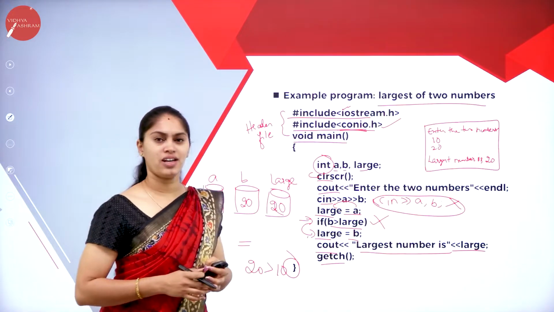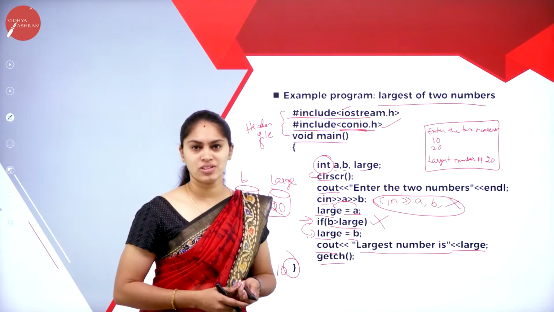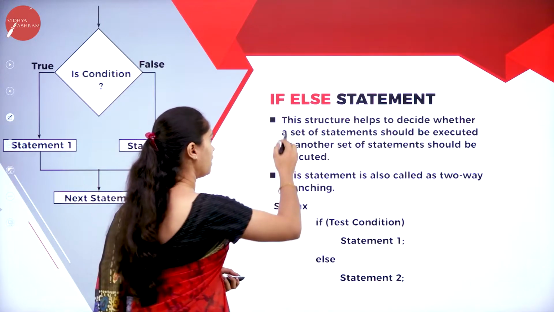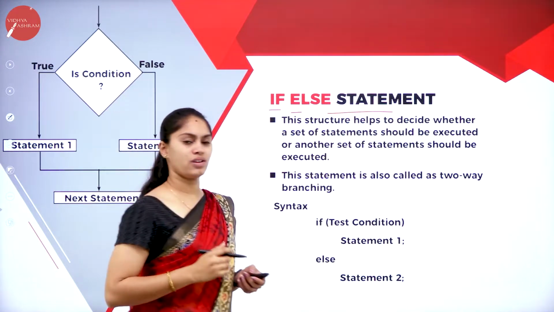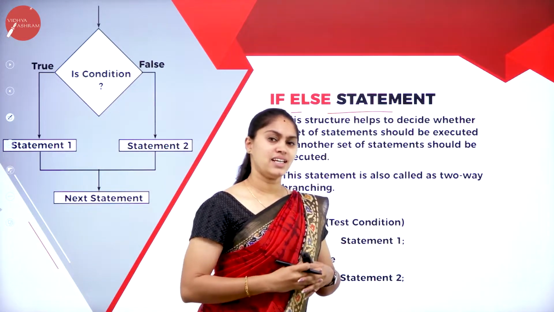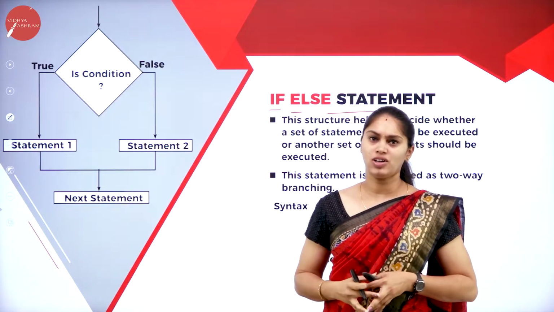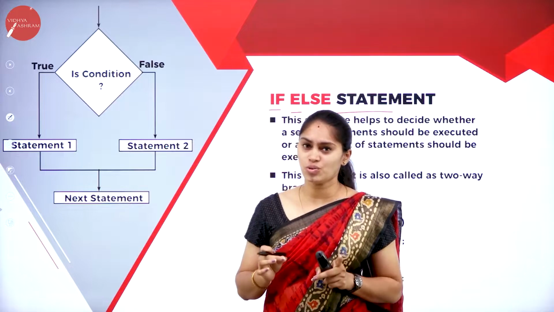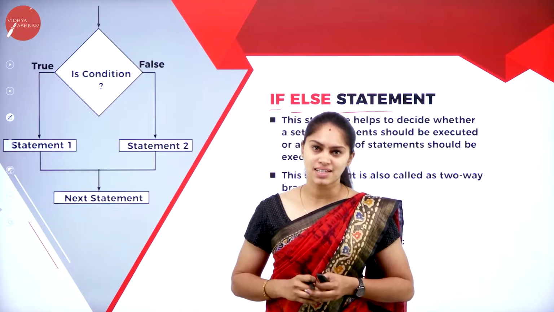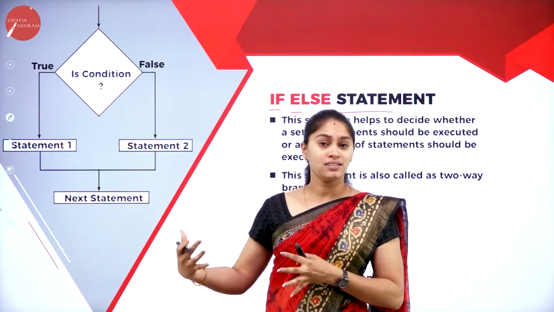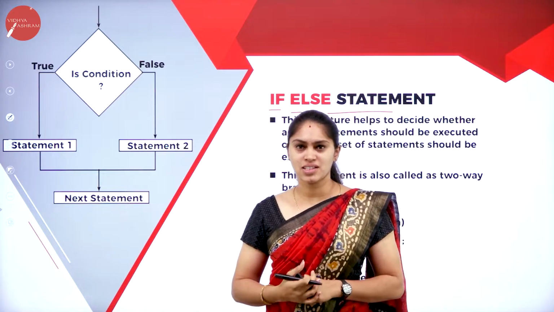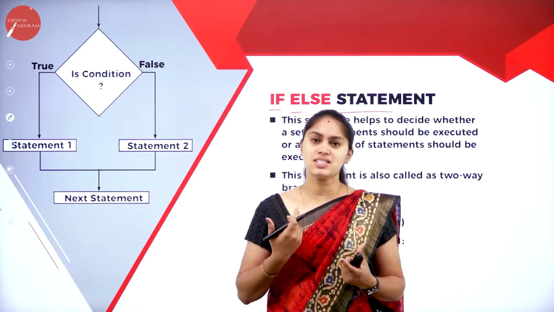Okay, I hope you all understood this program. Let me move to the next statement. That is the if else statement. So if you consider the simple if statement, there is one-way branching. We don't have any alternatives. If the condition is true, then only I can execute a set of statements. But I didn't discuss what if the condition is wrong or false.